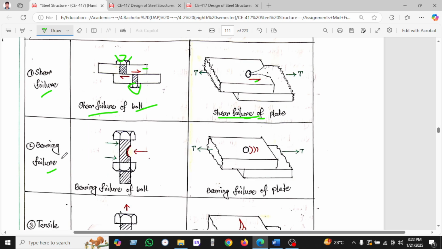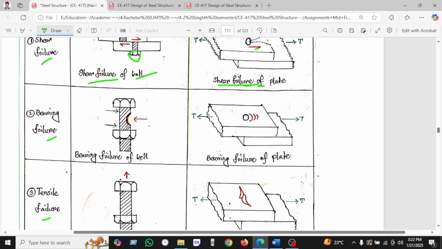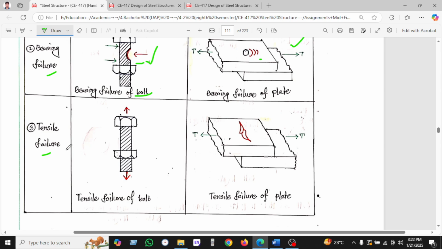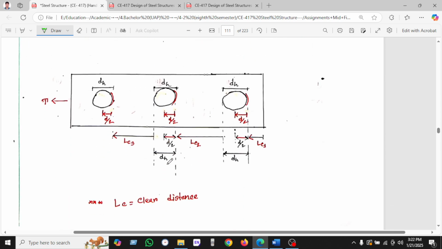We can see here the bearing failure. In bearing failure at the bolt, we can see the physical appearance here. And if the bearing failure is in the plate, the phenomenon will occur like this. And the tension failure, you can see here, when the bolt fails in the tension zone, this phenomenon will occur. And if the tension failure occurs in the plate, then the phenomenon will occur like this. So you can see here the tension tearing here. So we can see d is the whole diameter, and d by 2 is here, and Lc, which is the clear distance.